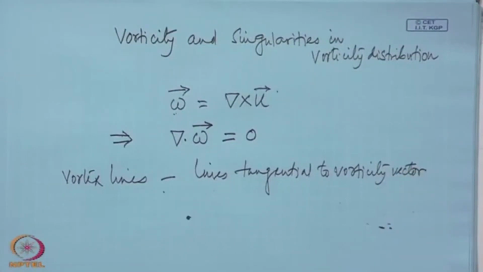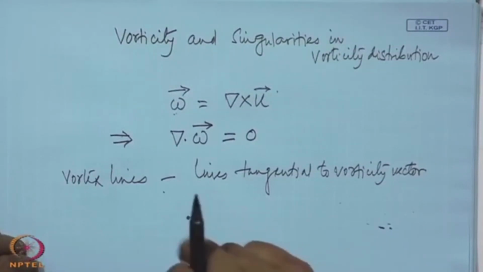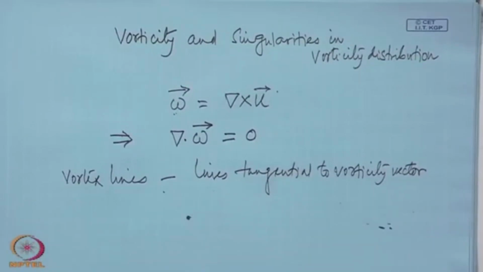If you consider a small segment of that vortex line to be, say, delta L, then the vorticity is tangential to that, meaning omega cross dL is 0, and you can get the equations dx by omega x equal to dy by omega y and so on.